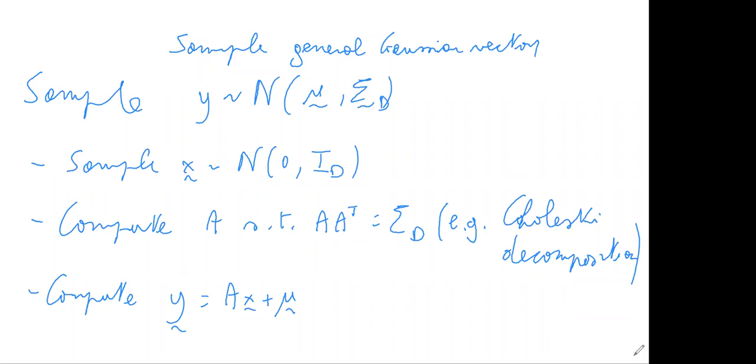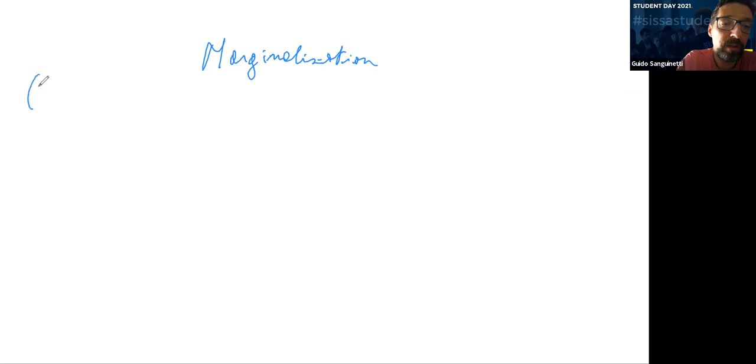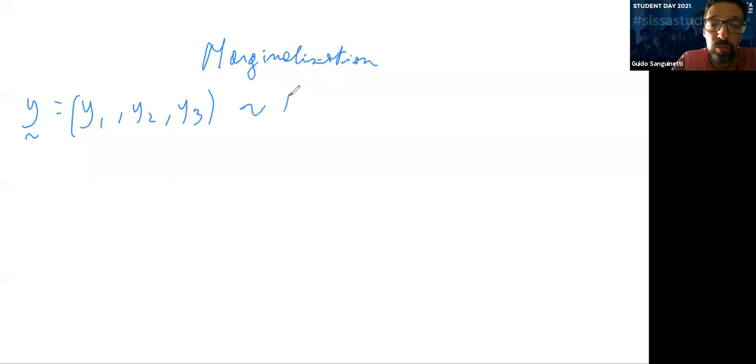So there are many things that we may want to do with multivariate Gaussians, and a simple one is marginalizing them. Okay, so suppose we have now a 3D Gaussian. So our vector y is made up of three numbers, y1, y2, y3, and is distributed according to a Gaussian with a certain mean and a certain variance-covariance matrix, okay?